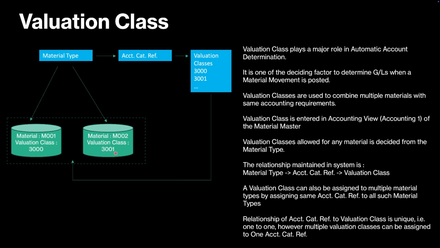Okay, so whenever you maintain a material master, in the valuation class field, if you take the drop down, the system will propose the list of all the possible valuation classes based on the account category reference which is entered in the material type configuration. And you can see here, a valuation class can also be assigned to multiple material types by assigning the same account category reference to all such material types.